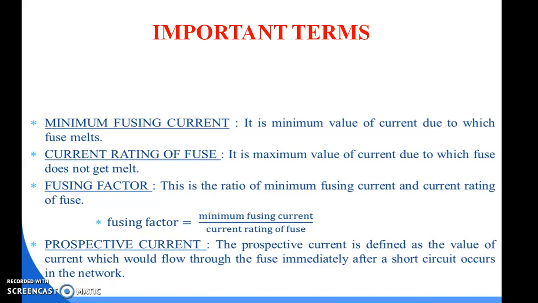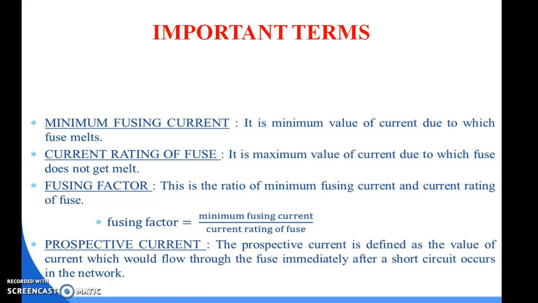Clear? And current rating of fuse. What is this current rating of fuse? It is the maximum value of current due to which the fuse does not melt. Fusing factor. What is the fusing factor? This is the ratio of minimum fusing current and current rating of fuse. So the fusing factor is the minimum fusing current divided by the current rating of fuse.